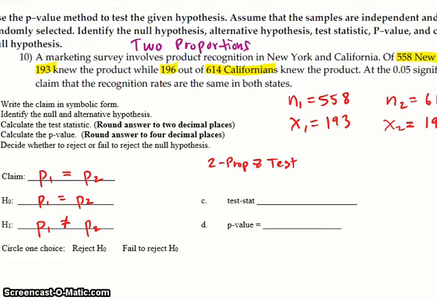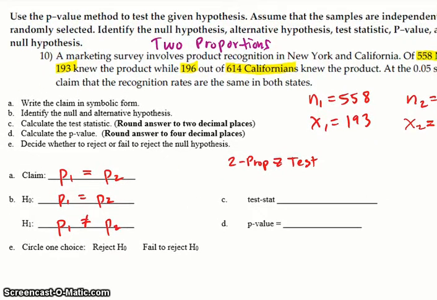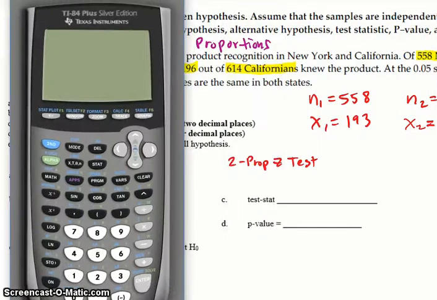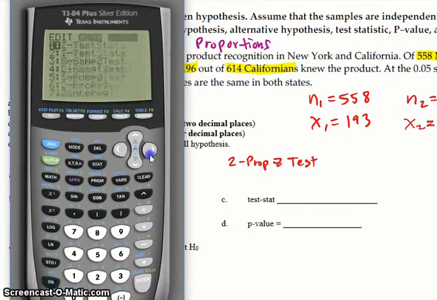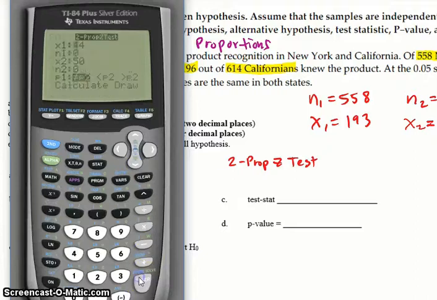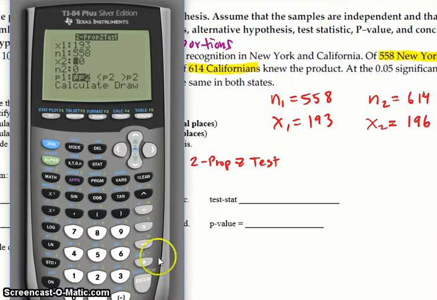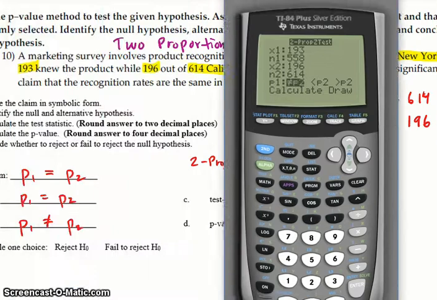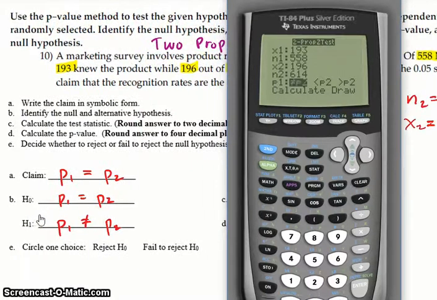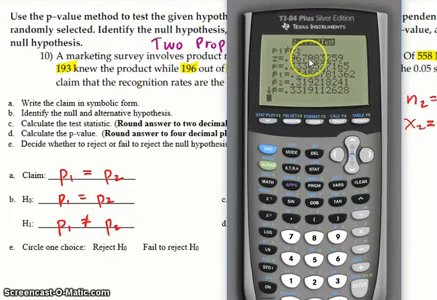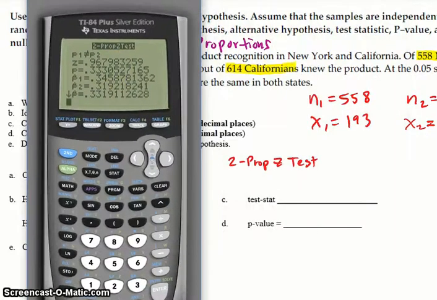So let's load up the calculator. Two prop z tests: go to stat, go to tests, two prop z tests. X sub 1 is 193, n sub 1 558, x sub 2 196, and then n sub 2 614. This right here is the alternative. So the alternative hypothesis is not equal, contains a not equal sign. All right, so calculate. So this is the test statistic. This is the p-value. So let's write those values down.